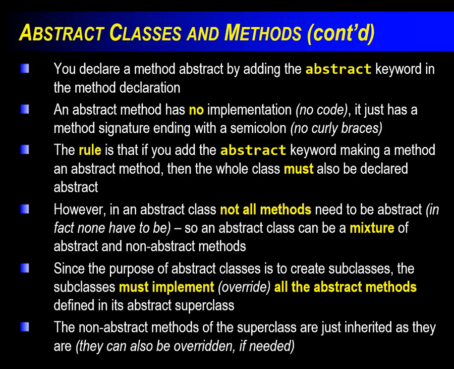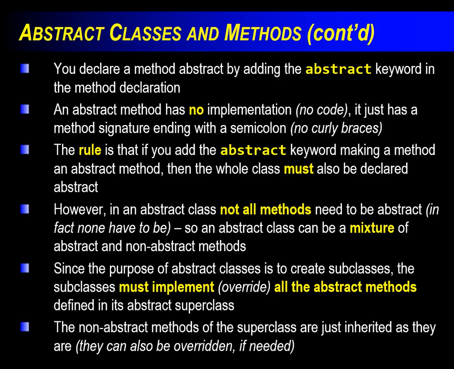and we'll see that in our example in a minute. The rule generally is, if you make a method abstract, then the class must be abstract. However, an abstract class can contain regular methods. They don't all have to be abstract. But if any one method is abstract, then the class must be abstract. Abstract classes themselves can be a mixture of both abstract and non-abstract methods.